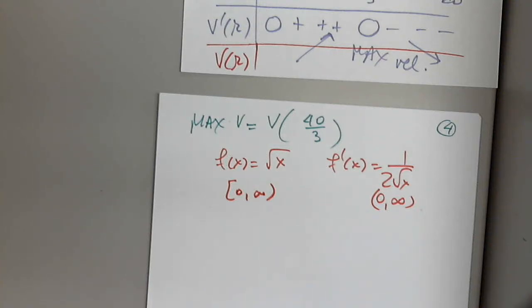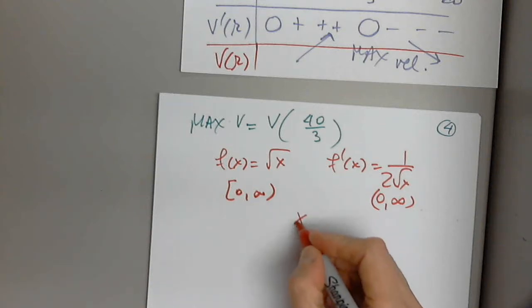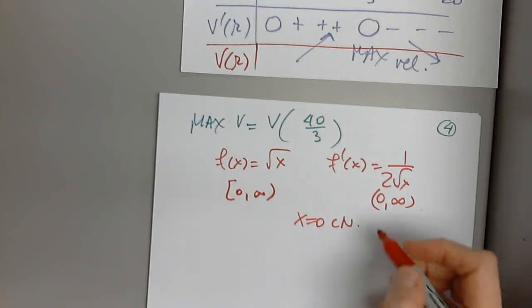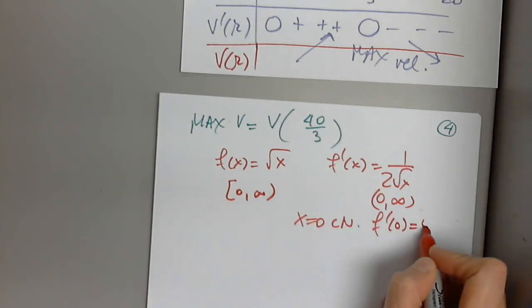So there is only one critical number, 0, coming from undefined, not even from being 0. This is never 0. A fraction is 0 only when the top is 0, but the top can never be 0 here. So when you set it equal to 0, you don't get anything. So there is one critical number coming from f prime being undefined when the function is defined. So x equals 0 is a critical number coming from f prime of 0 being undefined.